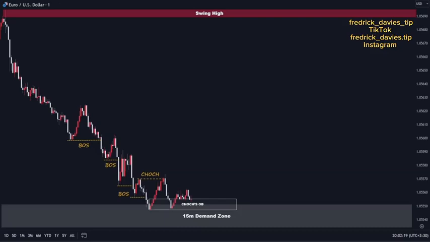Now, let's consider a scenario where we missed the change of character entry, or we want to execute additional trades. As the price has shown a market structure shift, we are now looking to utilize the SMC continuation entry model to execute trades. Now, let's see what happens with the price action.